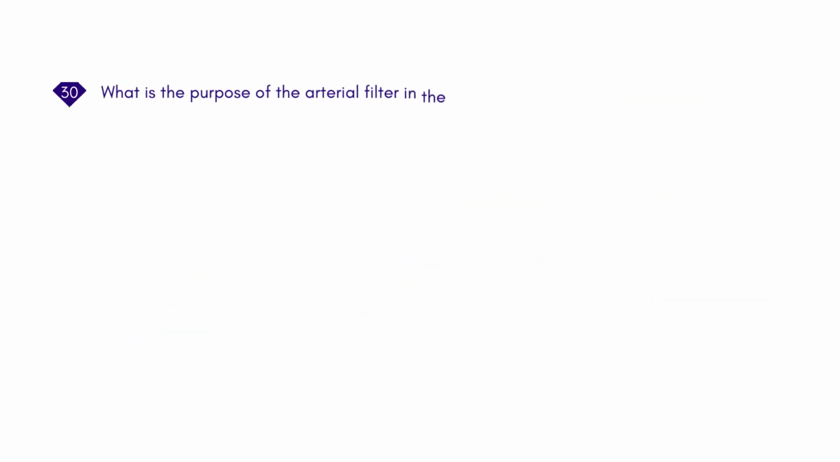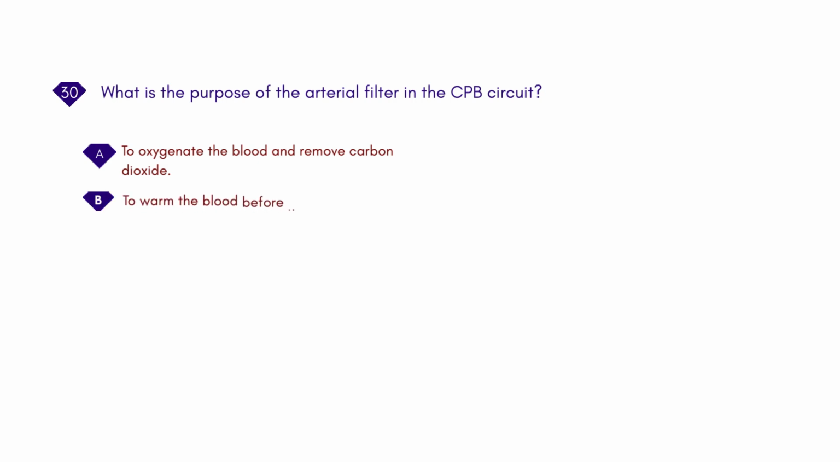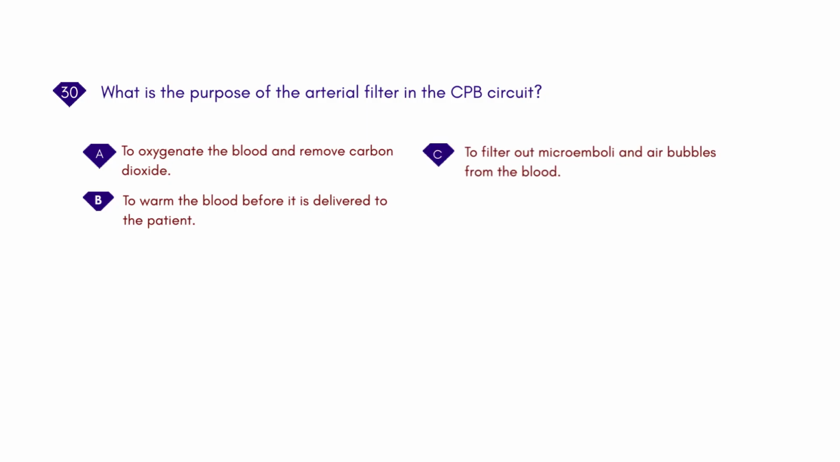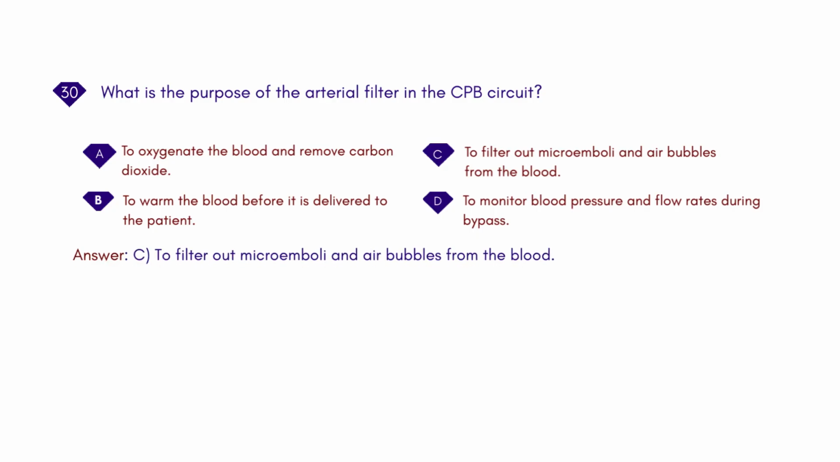What is the purpose of the arterial filter in the CPB circuit? A. To oxygenate the blood and remove carbon dioxide. B. To warm the blood before it is delivered to the patient. C. To filter out microemboli and air bubbles from the blood. D. To monitor blood pressure and flow rates during bypass. Answer: C. To filter out microemboli and air bubbles from the blood.